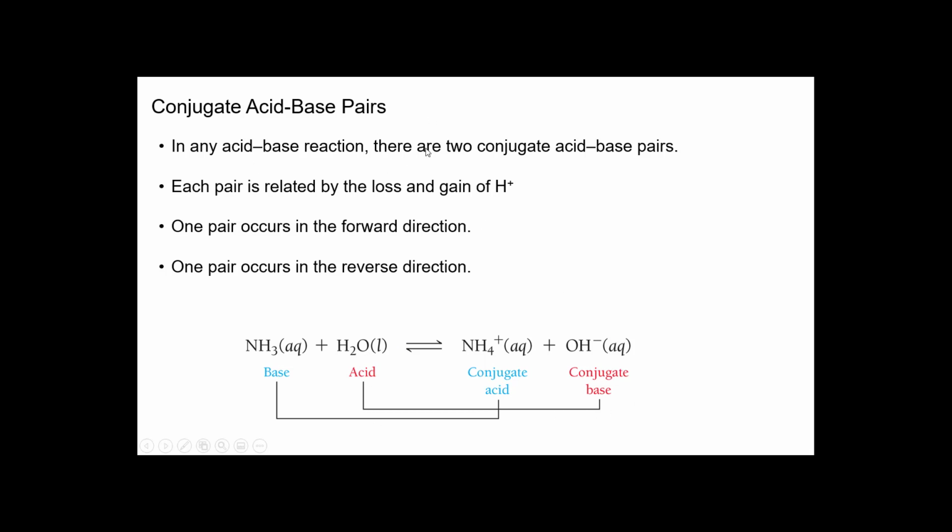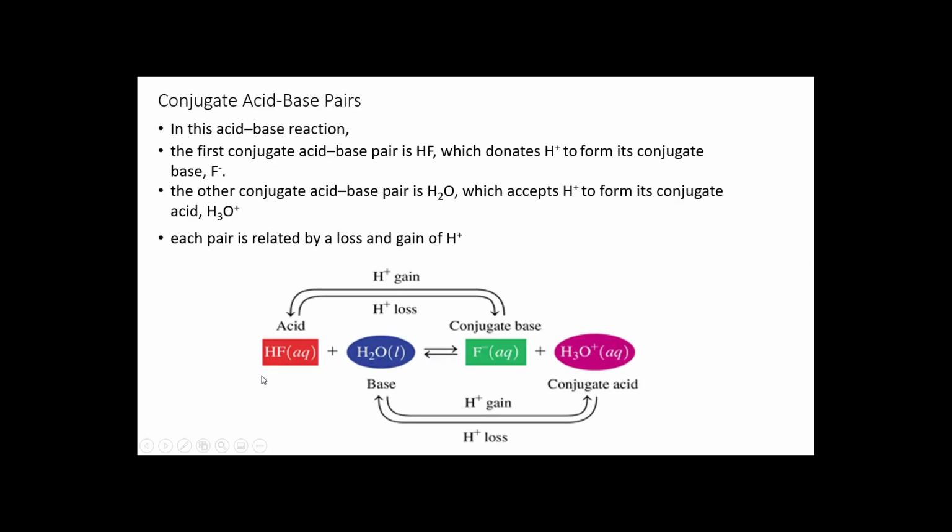So in any acid-base reaction, there are two conjugate acid-base pairs going on. Each pair is related by the loss or gain of a proton. One pair occurs in the forward direction, and one pair occurs in the reverse direction. I have examples, so I will give some more to help explain this.